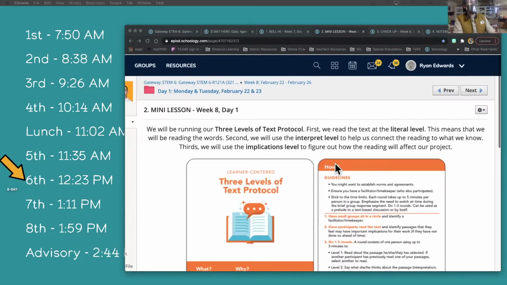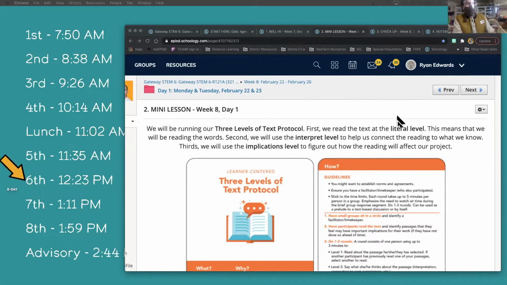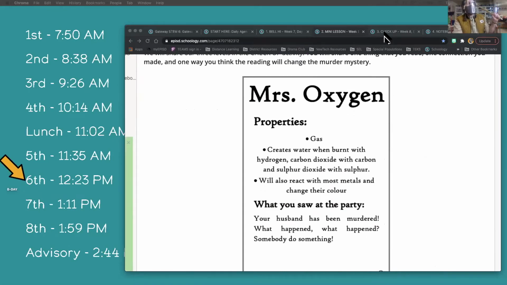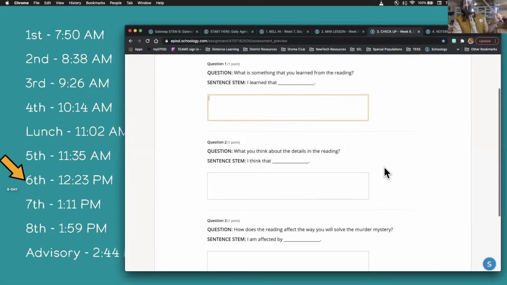Now, our next level, remember, is our interpret level. Interpret is where we connect the reading to what we know. We're trying to connect the reading to the knowledge that we have. So you saw that oxygen produces water with hydrogen. You saw that her husband was murdered. What do you think about that? Let's go a little bit deeper. What do you think about the details in the reading? What's a little deeper meaning?